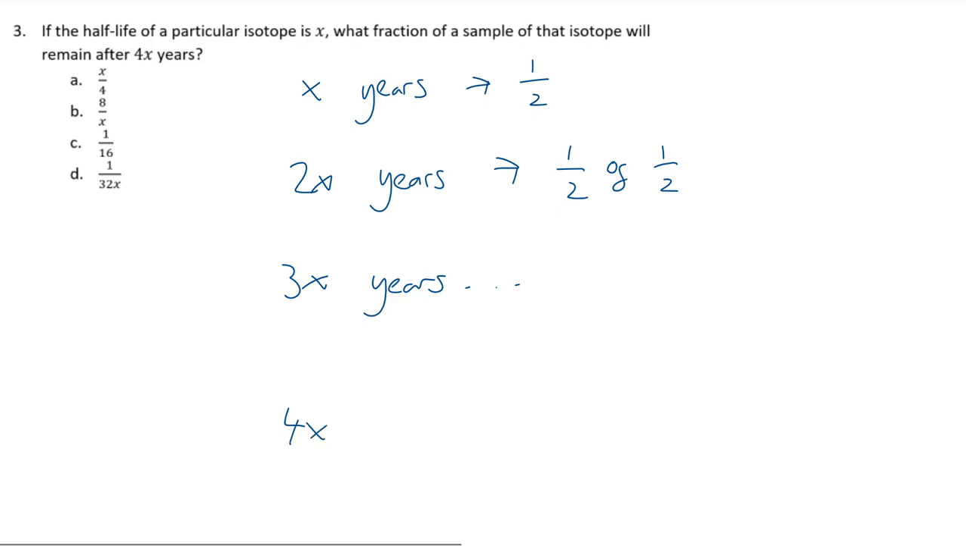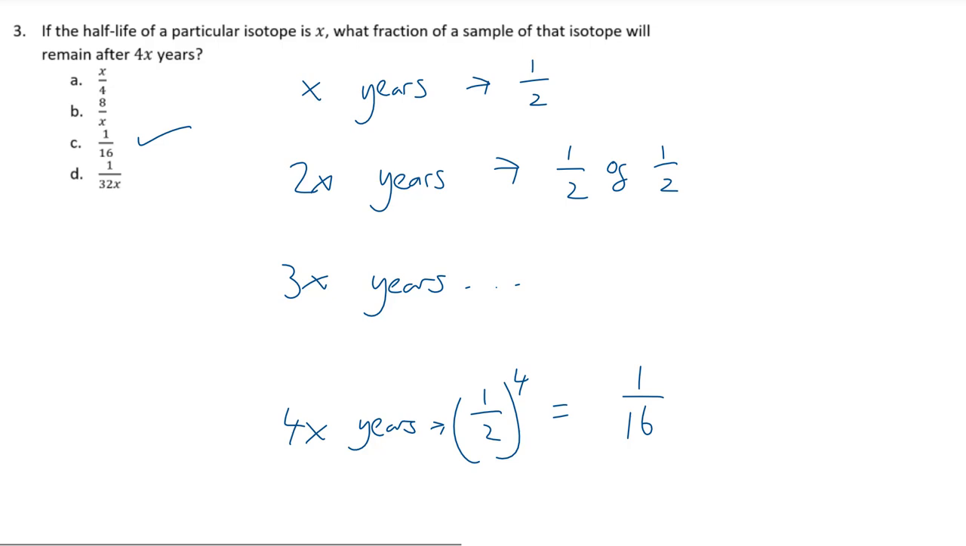Finally, after 4 half-lives, after 4x years, what we're looking for, we are now left with a half multiplied by a half multiplied by a half multiplied by a half. That is, the fraction of the sample that has not decayed is a half to the 4, in other words 1 over 16. Thus we see that the correct answer is option C.